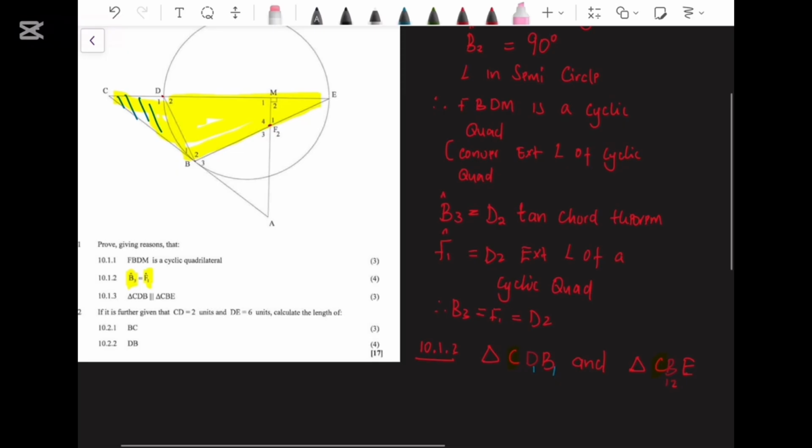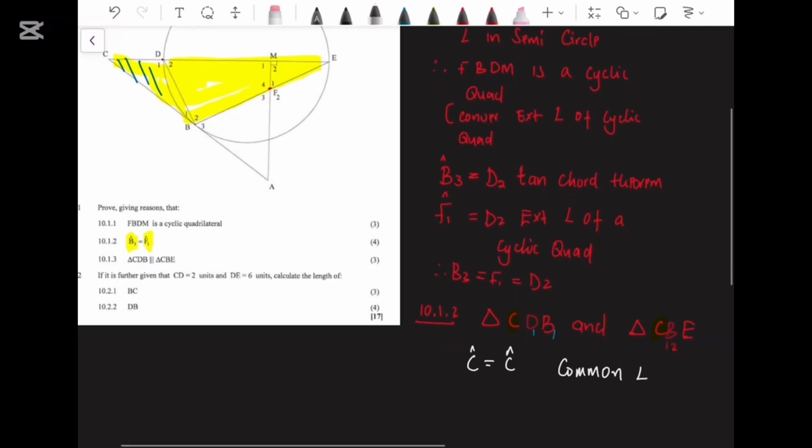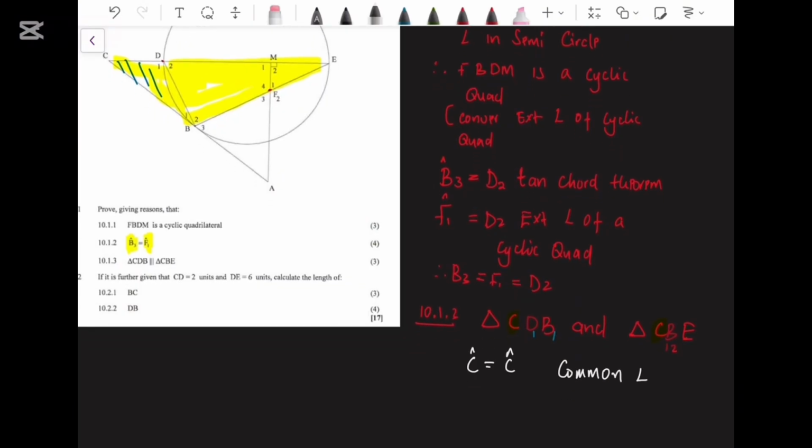So now let's check. We can see that angle C is equal to angle C. It is a common angle. And then now we need one pair. Remember here, when you are proving that two triangles are similar, you just need two pairs of angles that are equal. And then the third one will be equal automatically, because once you have two angles that are equal, the third one will also be equal because of the sum of angles in a triangle.